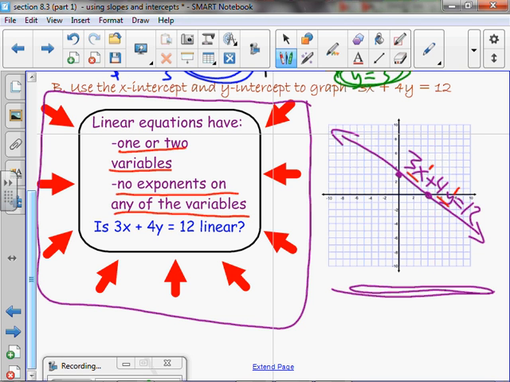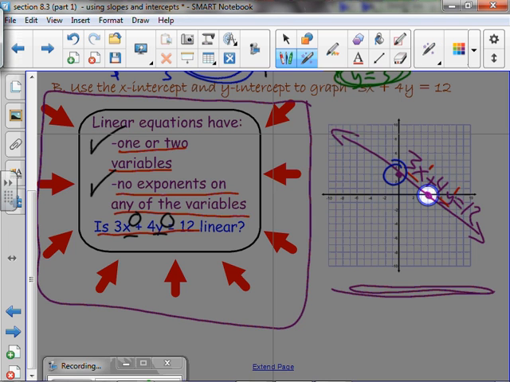So let's look at this question right here. Is 3x plus 4y equals 12 linear? I look, I see that it has 2 variables, so that follows rule 1. And then I look to see if it has any powers. No powers, or no exponents written, anyway. And so I'm good there. And I know this is linear, so at that point, I can take these 2 points that I had found, this point right here, and this point right here.